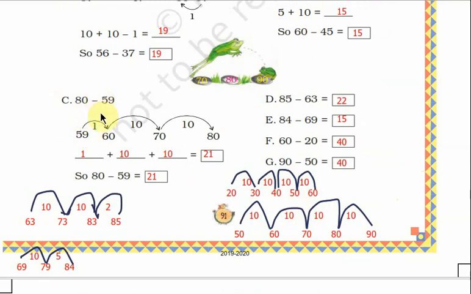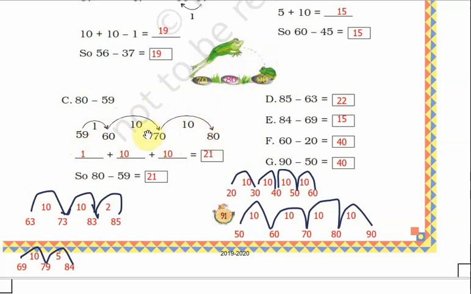80 minus 59. Which is the subtrahend here? Subtrahend is 59. We have to reach 80, so we have to find the difference of 80 minus 59. Here, from 59 they made a one step jump towards 60, so reached 60. Then from there we make 10 step jumps. From 60 a jump of 10 is made to reach 70, and from there again a jump of 10 steps to reach 80.